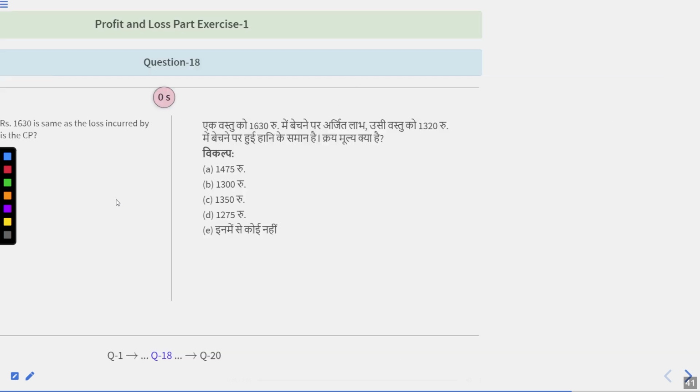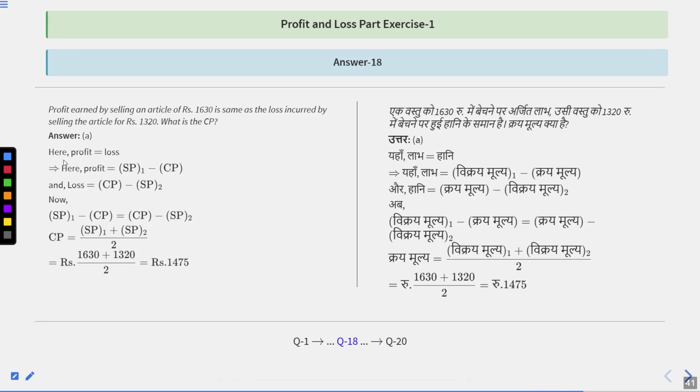Now time's up. Let's see the solution. The question says that profit equals loss. So what is the profit? When profit happens, then it is SP minus CP. When loss happens, then CP minus SP. Clear? So there is one CP, SP1 and SP2.